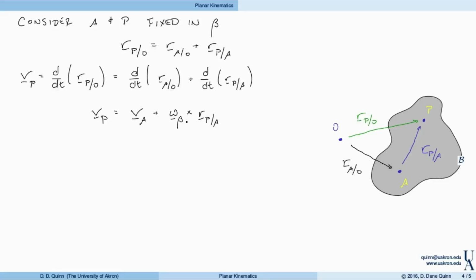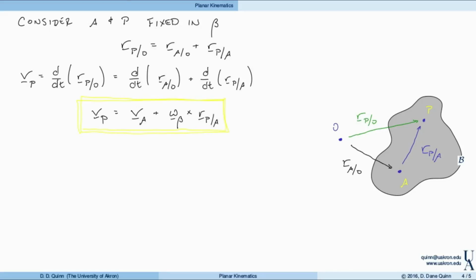So again, this is the angular velocity of the object, or how fast this vector spins. So this is simply the velocity of P. It's the velocity of A plus omega cross r. And again, if A and P are fixed in the object, then this expresses how their velocities are related.